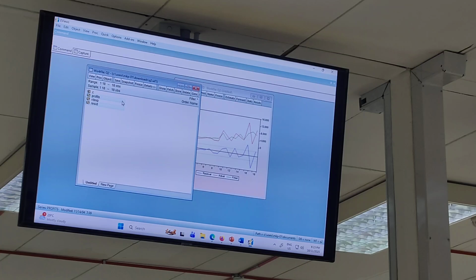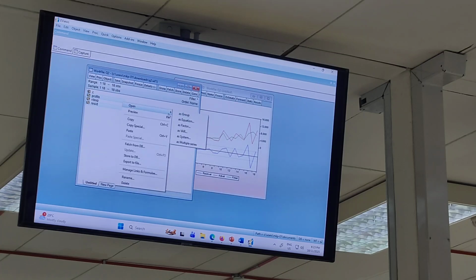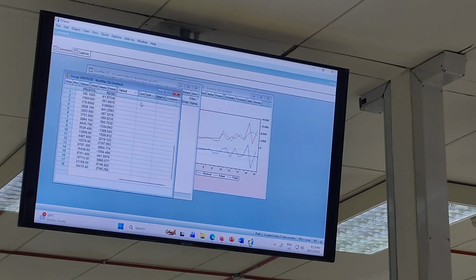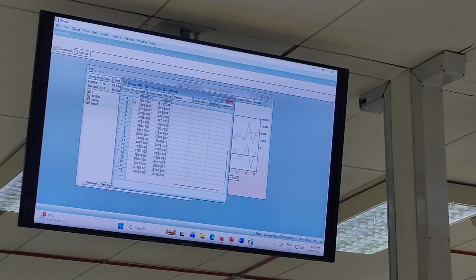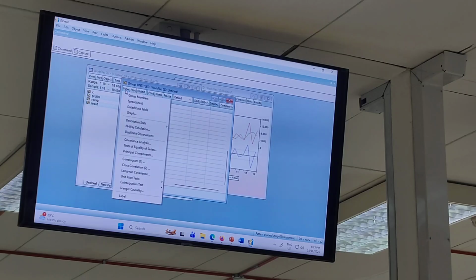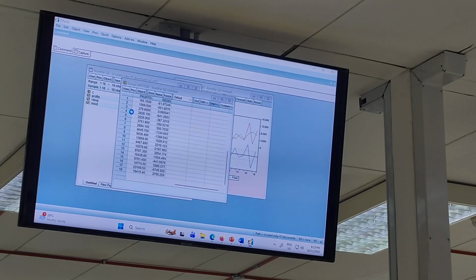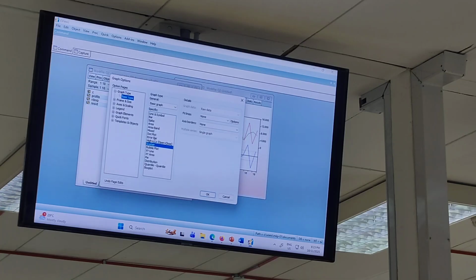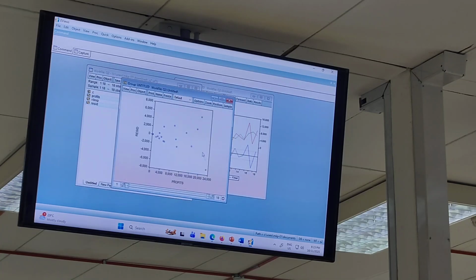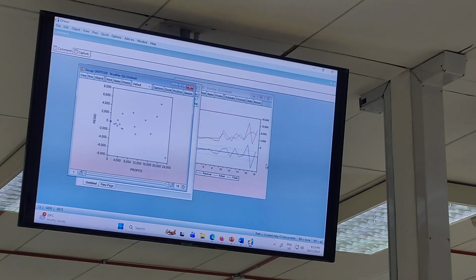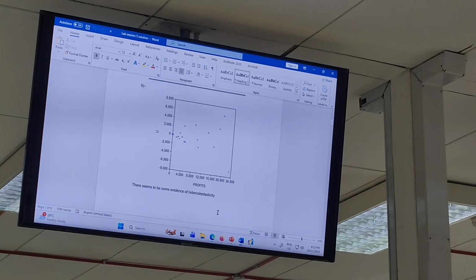And then you right click your mouse, open as group, and then you graph select character. Okay, so you see this one. As profit increases, the spread increases, just like this one, quite similar, right? So there seems to be some evidence of heteroscedasticity in the model.